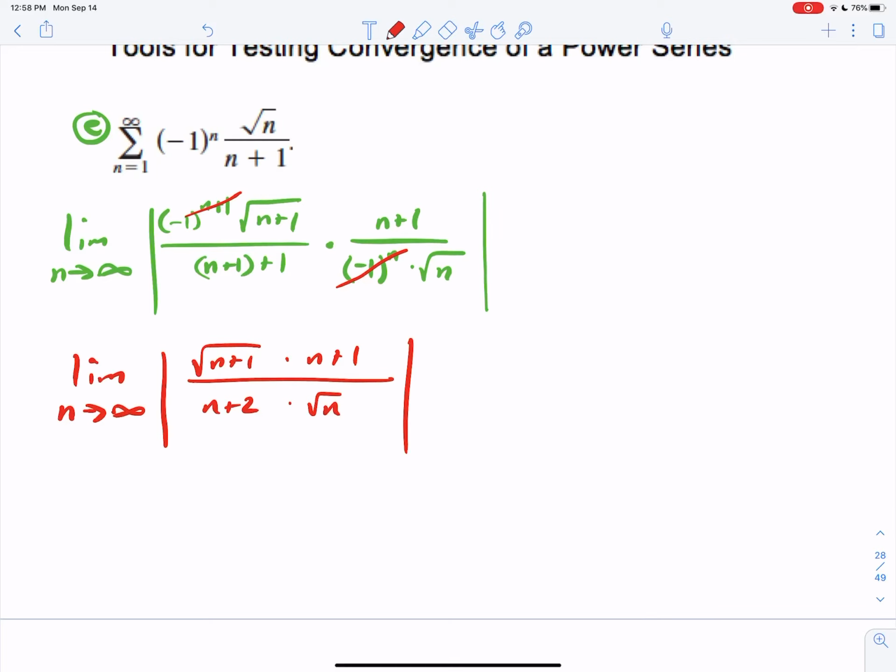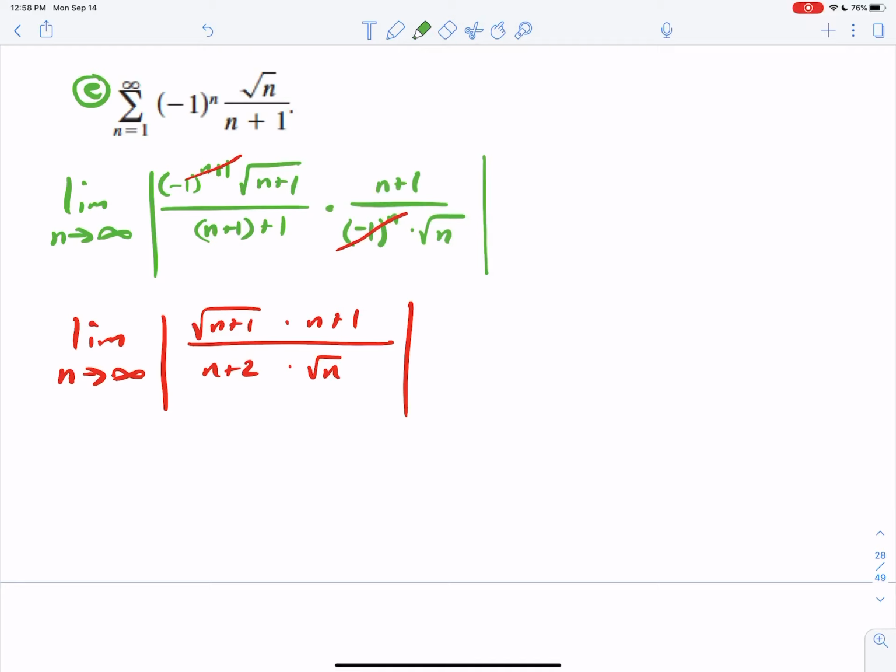This one is actually easier than it looks. So take a look. The square root of n plus 1 and the square root of n, when n gets really large, they're traveling at the same speed. So it's like a wash here, okay? And n plus 1 and n plus 2, even though the 1 and the 2 don't matter, they're traveling at the same linear speed. So the numerator and the denominator, even if you were to multiply that out, are going to travel at the same speed, meaning that this will come out to exactly 1, which means that you've used the wrong test.